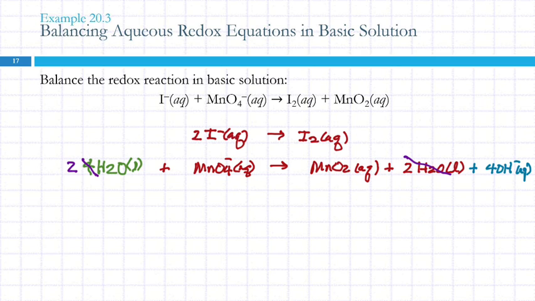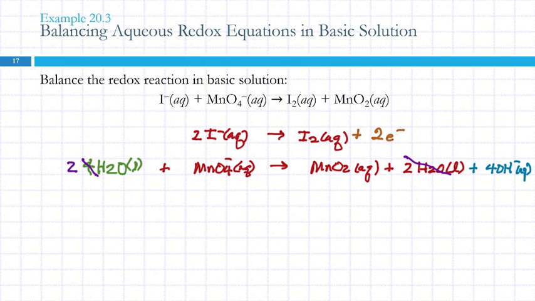Okay. Charges. This side is -2, that side is 0. This is the side that's more positive, that's where we're going to add the electrons. So I'm going to add 2 electrons over there so that the right side is -2 and the left side is -2.